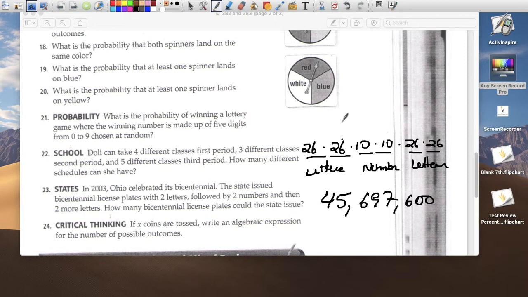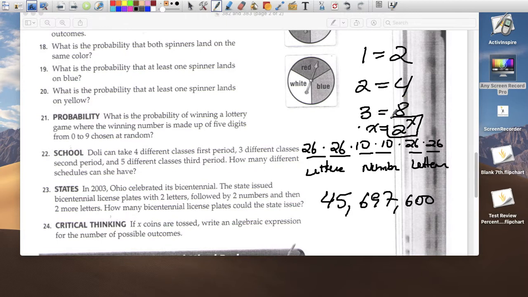Okay. And are we doing 24? If x coins are thrown, write an algebraic expression for the number of possible outcomes. So if you throw one coin, there are two possible outcomes. If you throw two coins in the air, there'll be four different outcomes. If you throw three different coins in the air, you can have 8 different outcomes. So if you see a pattern over here, it's going to be 2 to the third, 2 to the second, 2 to the first, and 2 to the x power.